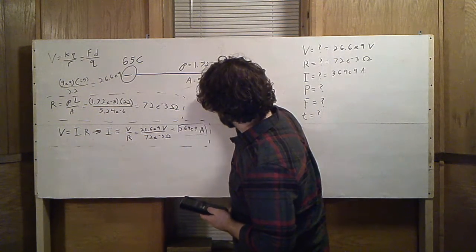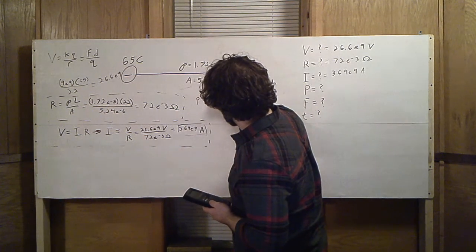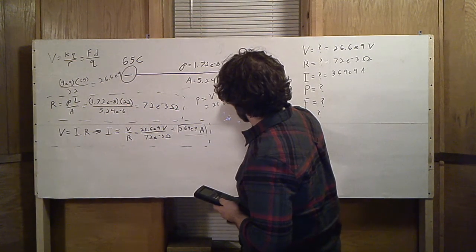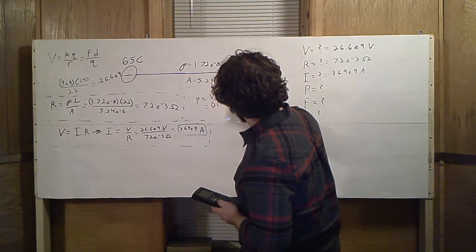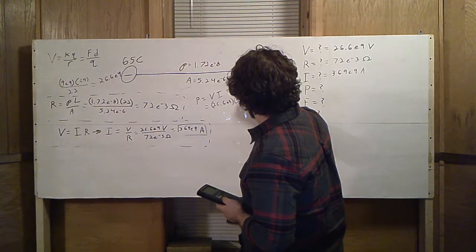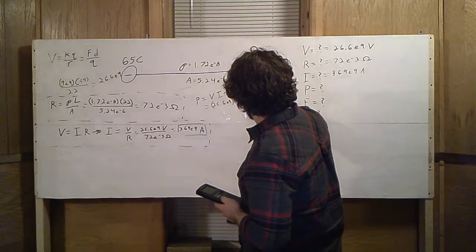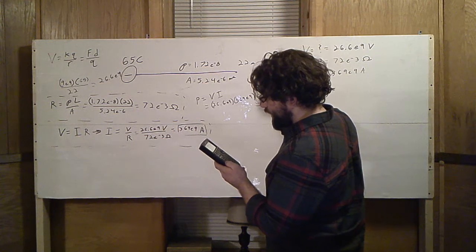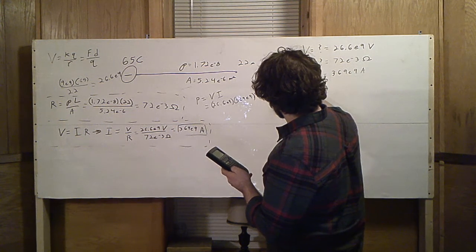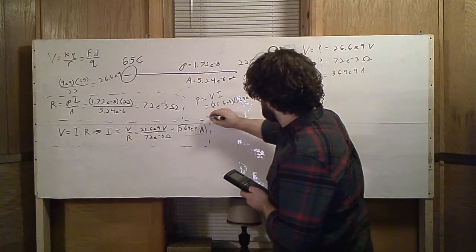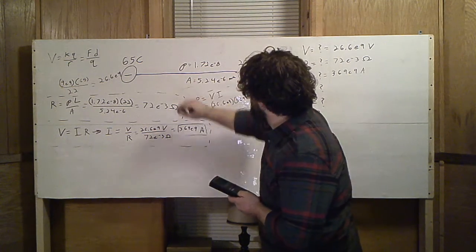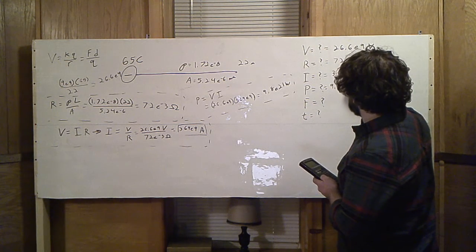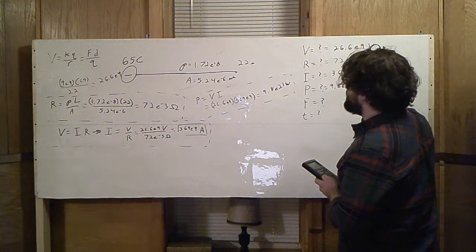And then I need power. So power, much easier to find. Power is going to be voltage times current, which is going to be 26.6E9 times 369E9. It's going to give me 9.8E21 watts. Power is 9.8E21 watts.